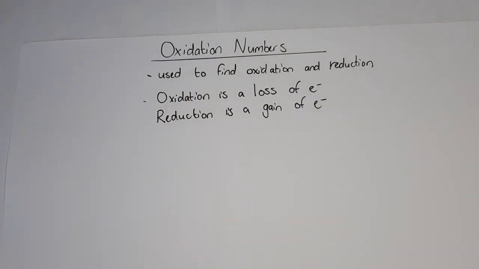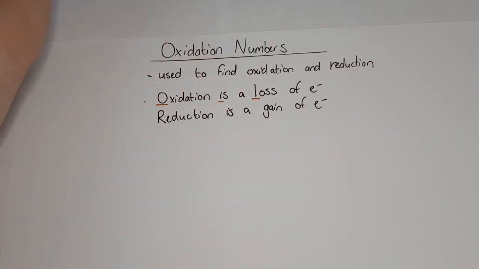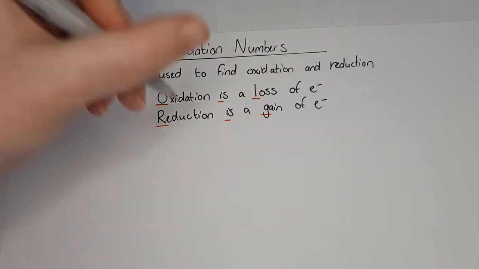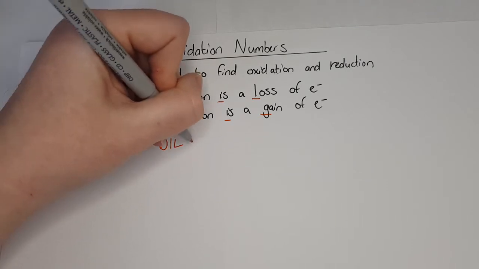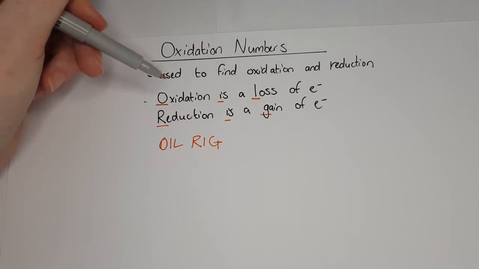Okay, so learning about oxidation numbers, it's because we are looking at transfer of electrons and we use an oxidation number to find when something is oxidized or reduced. Remember, oxidation is a loss of electrons because you have OIL, and then reduction is a gain, RIG. So remember, you have your OIL RIG to remember. Oxidation is a loss, reduction is a gain.